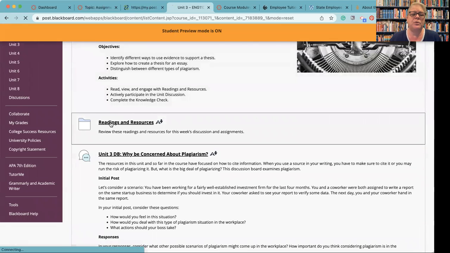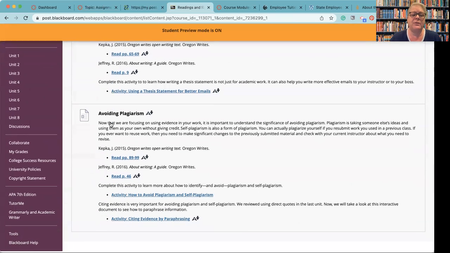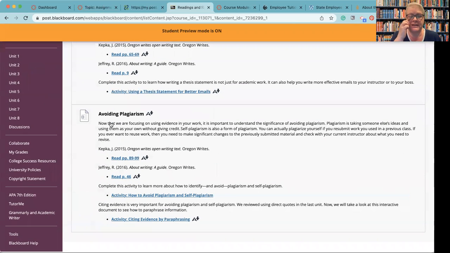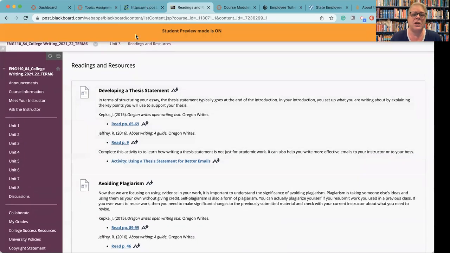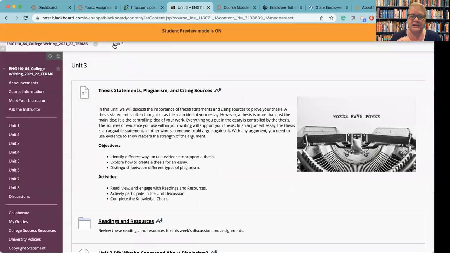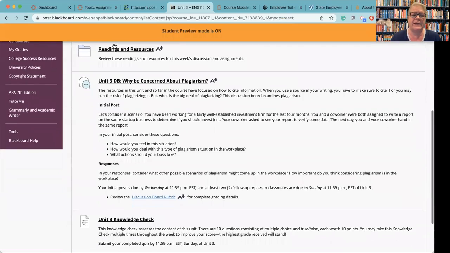So as usual, you will want to go through the readings and resources. You have sections on developing the thesis statement, how to avoid plagiarism. So 2 major sections. There's multiple readings and activities within those. So just be sure that you do all of the readings and resources before you attempt the assignments that are going to be graded. There are 2, as always.